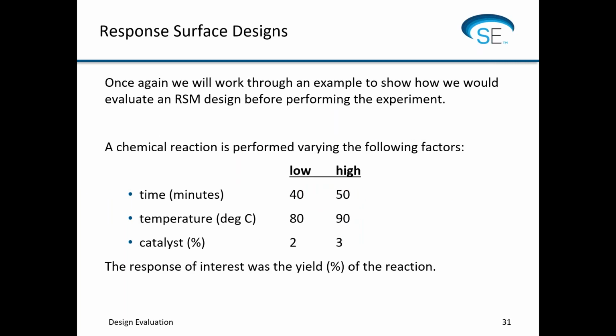Once again, I'm just going to take a simple example here just so I can illustrate some of these tools. We will work through an example to show how we would evaluate an RSM design before actually doing the experiment. This is a chemical reaction, available in our tutorial data. We have three factors: time that goes from 40 to 50, temperature that goes from 80 to 90, and catalyst that goes from 2 to 3. The response of interest is the yield of the reaction.